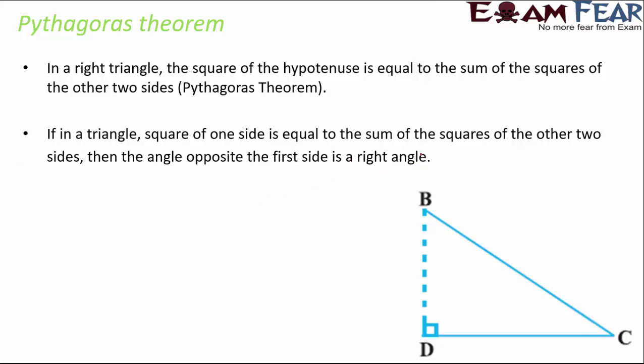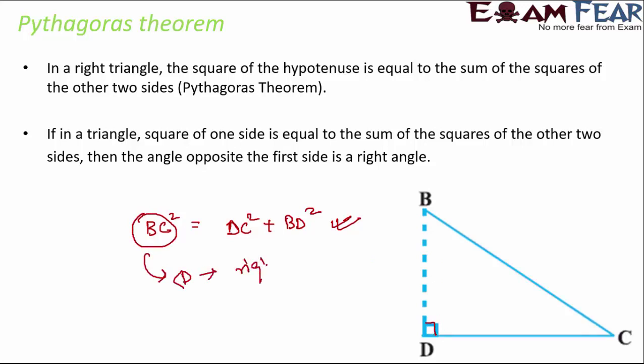So basically this is the converse of Pythagoras theorem. It says that if it so happens that in a triangle BC square is equal to, let's say, DC square plus BD square, then this holds true for a triangle, which means it is a right angle triangle. And which angle is the right angle? The angle opposite to the side BC, that means angle D. So angle D is a right angle.